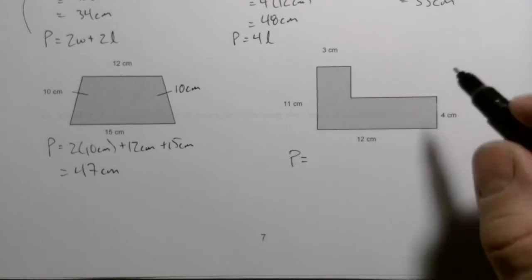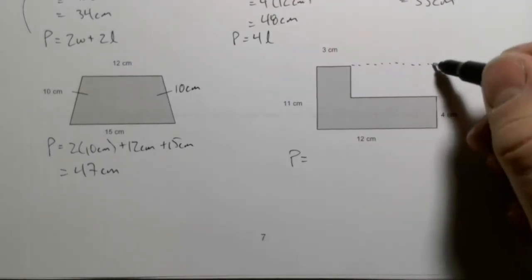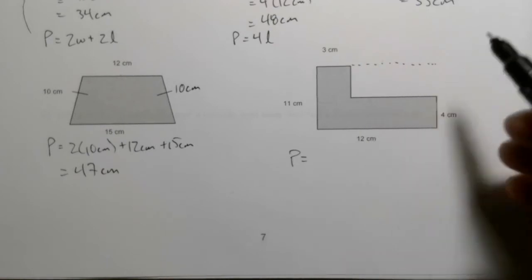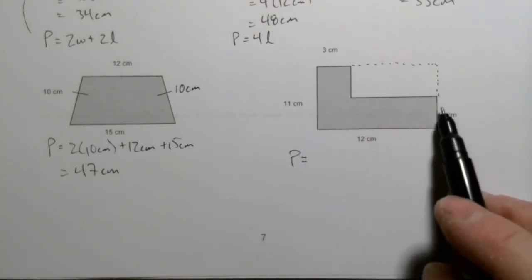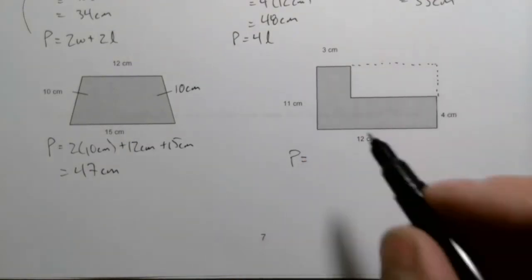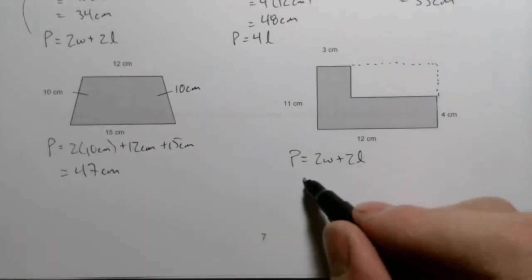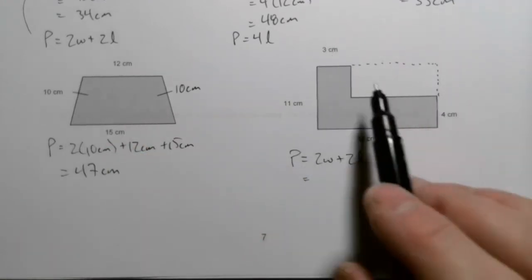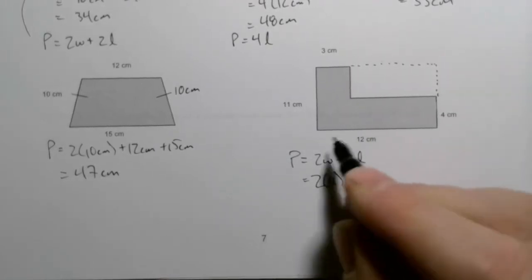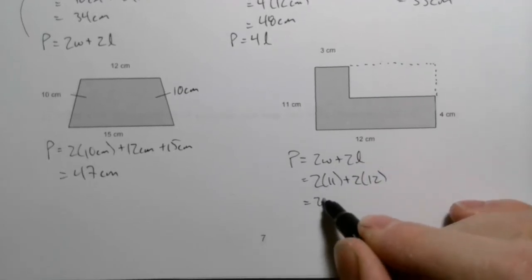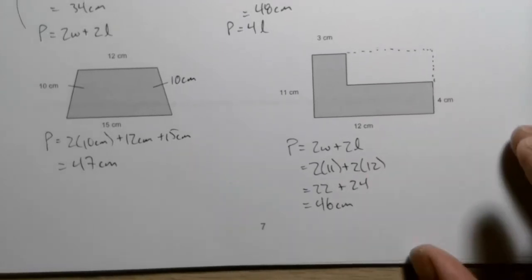So this line segment right here, I could take this line segment and slide it up so that it was up there instead. I could take this line segment right here and slide it over so it's right there. In which case, what I'm doing here is basically creating a rectangle, in which case it's going to be 2 times the width plus 2 times the length. We were looking at that just over here with that very first one. Now, don't worry about the 3, don't worry about the 4. Those are just these little pieces here. I know that the width is going to be 11, and I know the length is going to be 12. And so this would be 22 plus 24. I'm getting a perimeter of 46 centimeters.